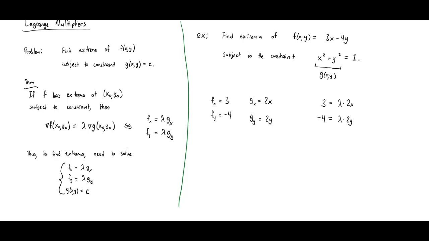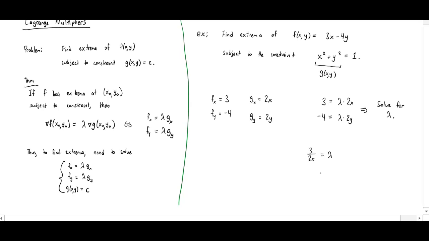What I usually do is, from these two equations, I solve for lambda in each equation. So in the first equation, if I divide 2x to the other side, I would get 3 over 2x equals lambda. Now similarly, in the second equation, if I divide 2y to the other side, I'd have lambda is negative 4 over 2y.